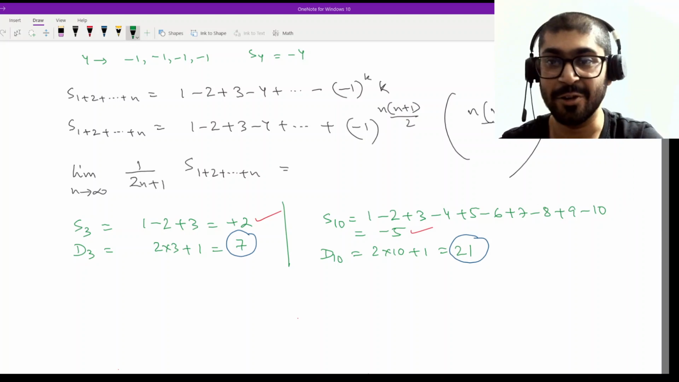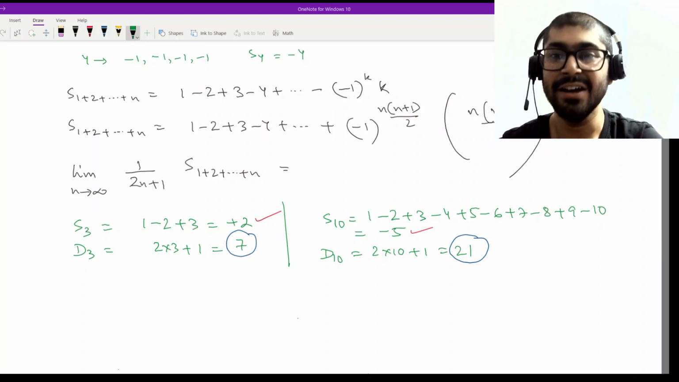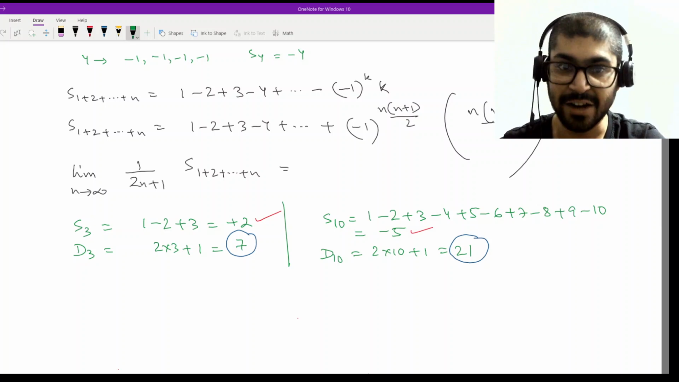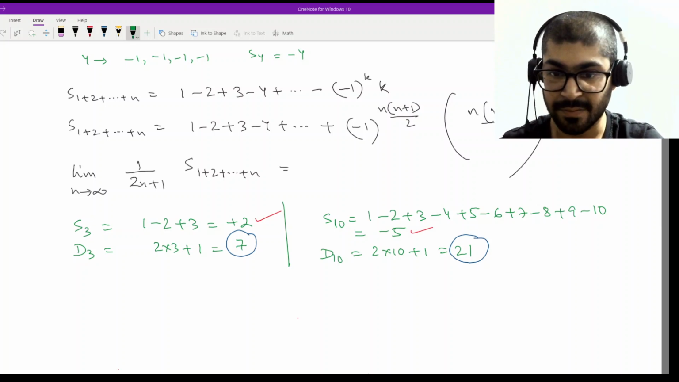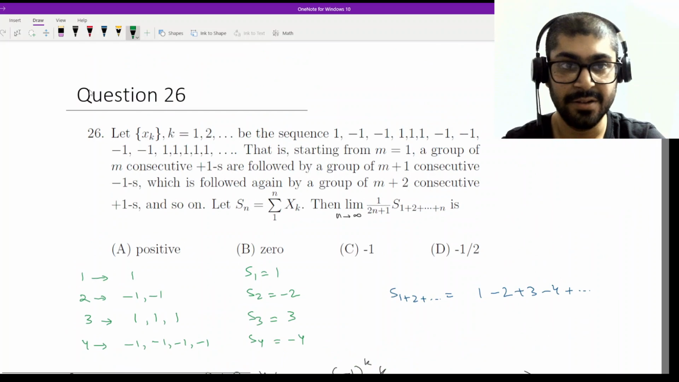I'm sorry, the denominator will go to infinity, and if the numerator keeps on oscillating between finite values, then the limit will go to 0. Alright, so the answer will be option B, 0.